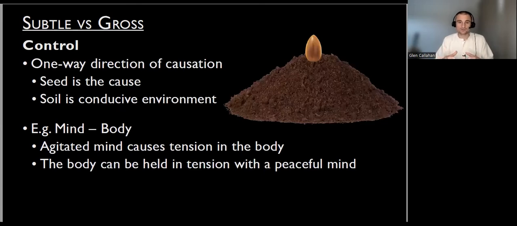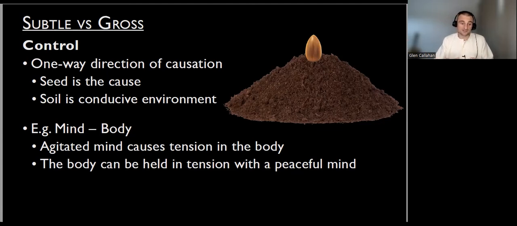Second metric that we look at when it comes to subtle and gross is control. Subtle controls the gross means that there is a one-way direction of causation. That if something happens in the subtle, it will flow through into the gross, but not the other way around. So the idea is like that of a seed. The seed is a cause. Where there is a seed, you get a grosser effect. And of course that all takes place in a conducive environment.